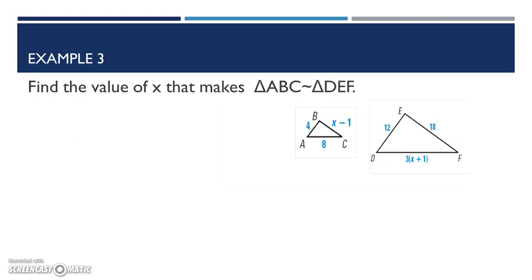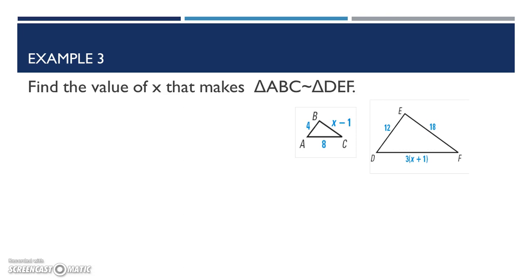Okay. Example 3 here, we're just trying to match the correct parts and create a proportion. Now, there is too much information. We're just looking for pieces that actually help us solve the equation. So I know I want to do x minus 1, which is BC, and BC matches EF, which is 18. So I know x minus 1 over 18 is in my proportion.